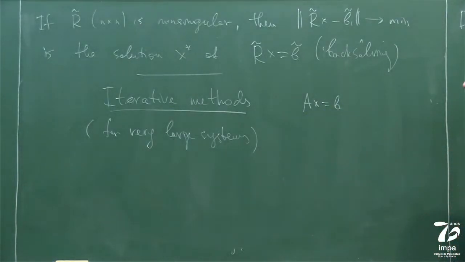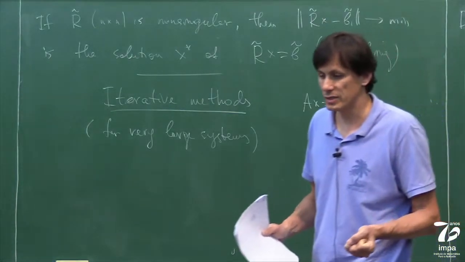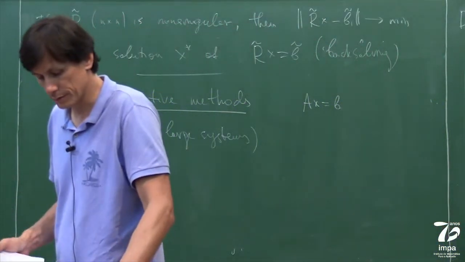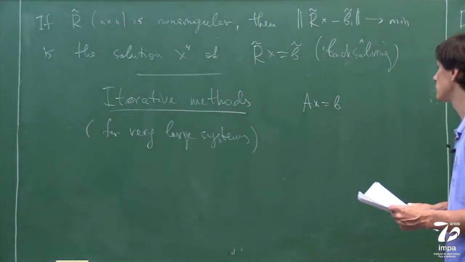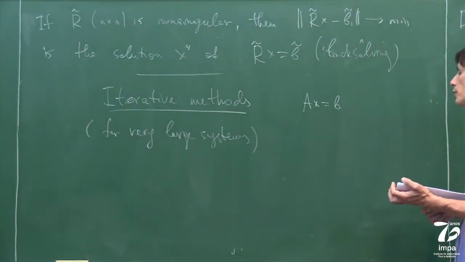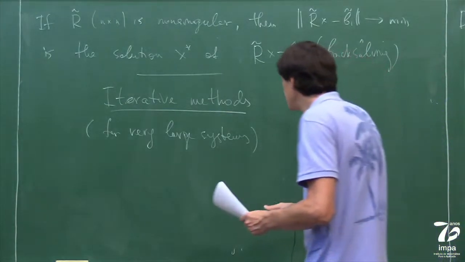So we can have iterative methods which do the job with fewer resources. Maybe it's not so precise, but with fewer resources, and the more resources you get, the more iterations you do, so the better solution you get. So essentially, the idea is simple.